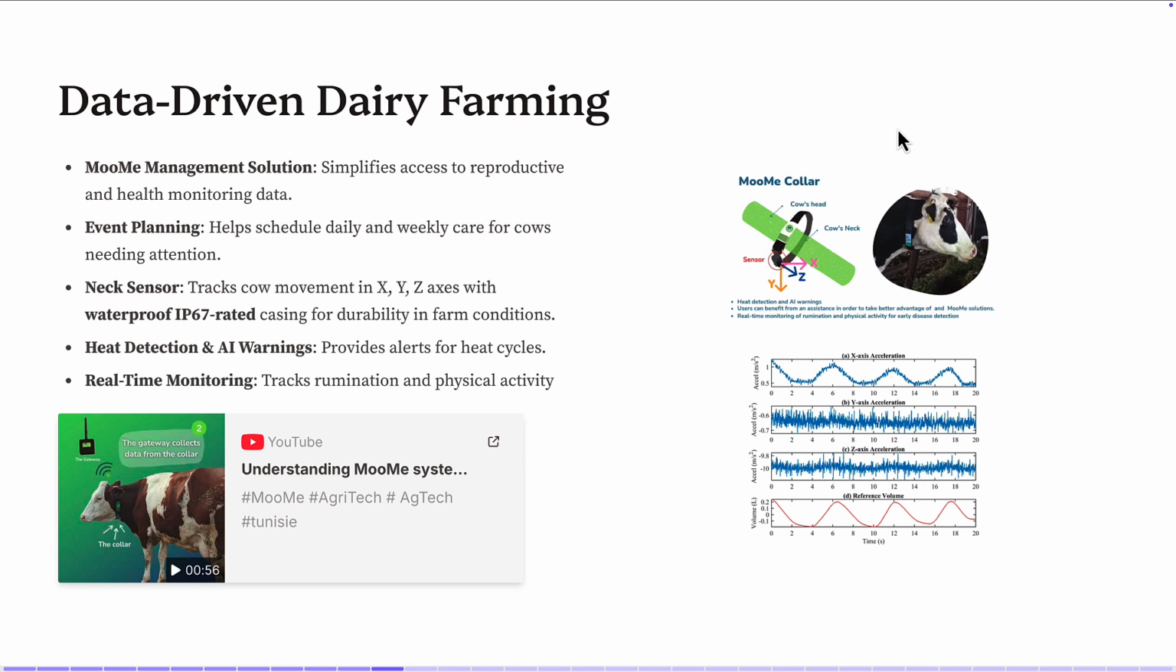And of course, there are also some requirements, like the collar has to be waterproof, and this one is IP67. It's one of the standards for waterproofing that you can find in some outdoor devices like cameras and so on. Okay, it detects heat and also provides AI warnings to alert for the heat cycle, and also allows real-time monitoring. So they can monitor the cows in real time.